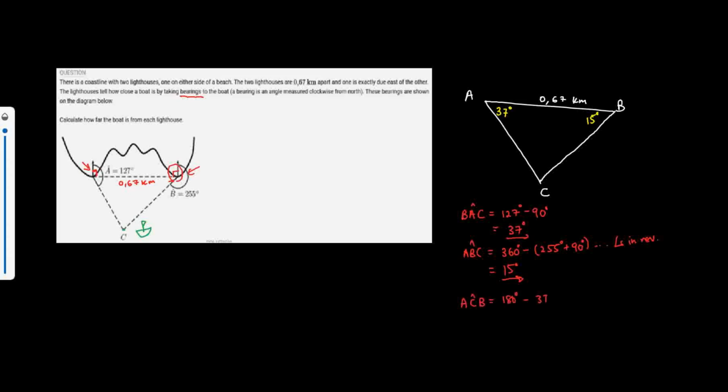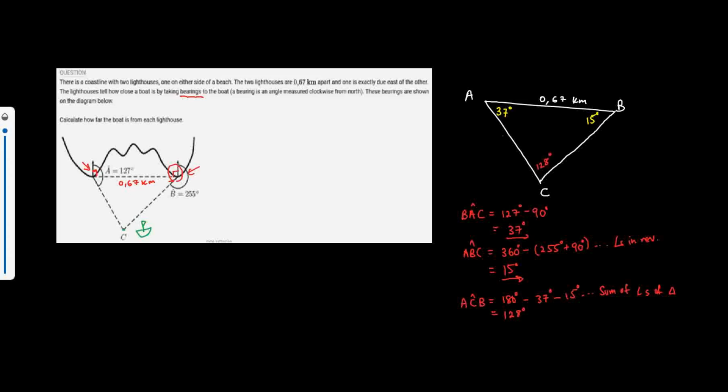I'm not sure if we're going to use it, but nevertheless, it's quite nice to actually have an idea in case we do need to use it. And the reason for that is sum of angles of triangle. So we're going to use the sum of angles of triangles, 180 degrees minus 15 degrees minus 37 degrees, and that will give you 128 degrees.